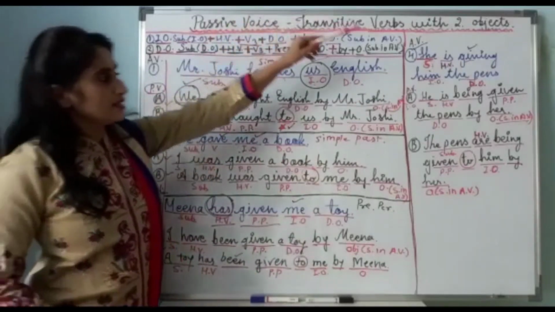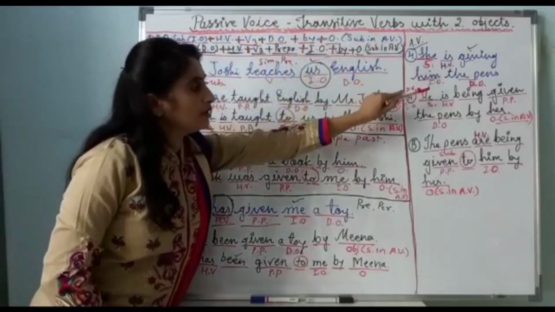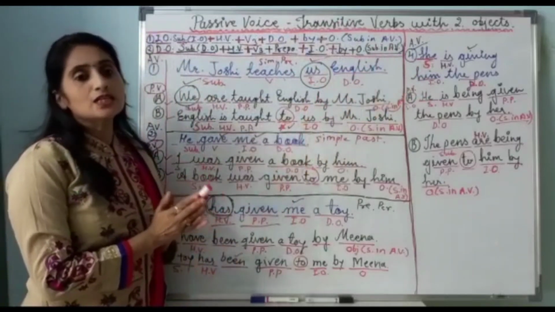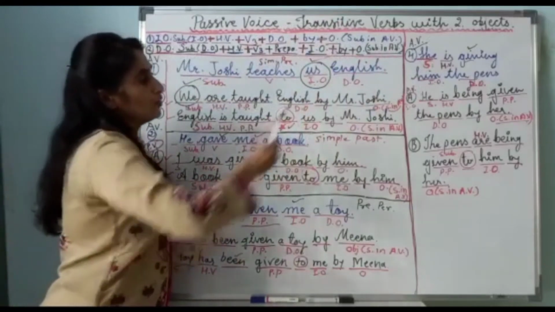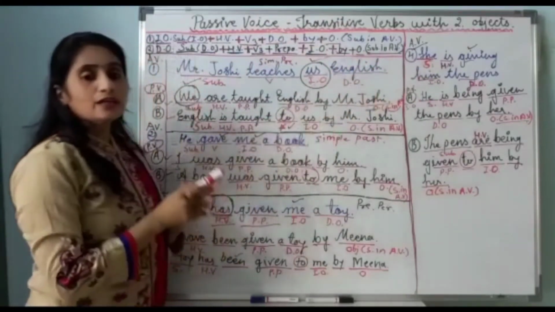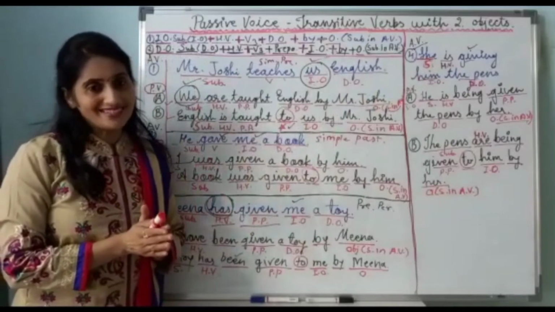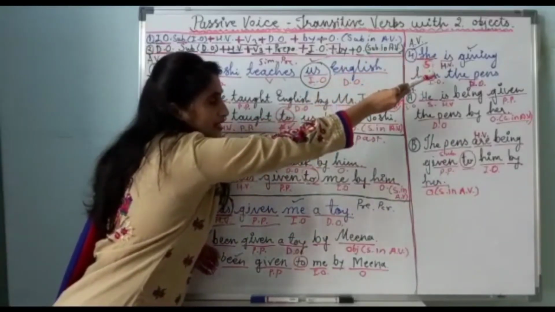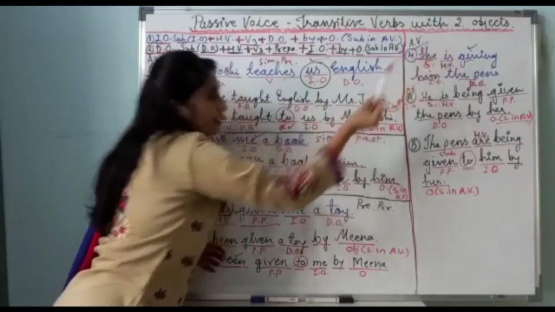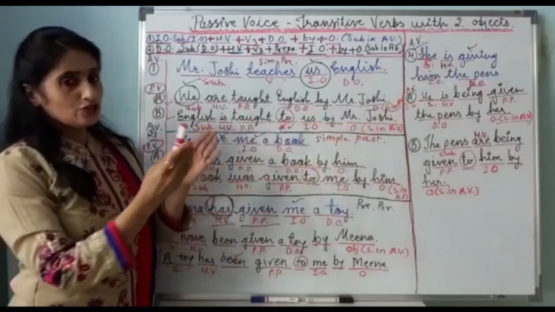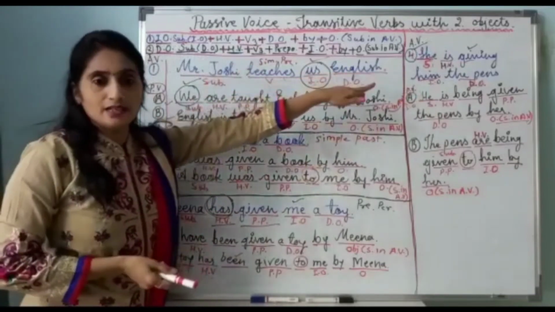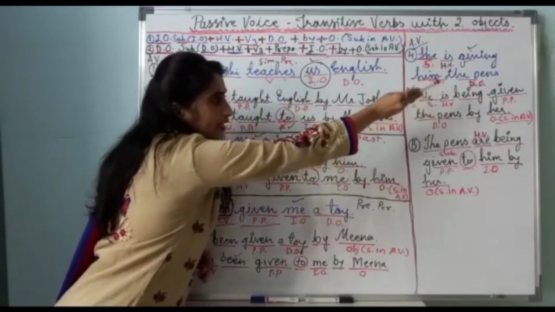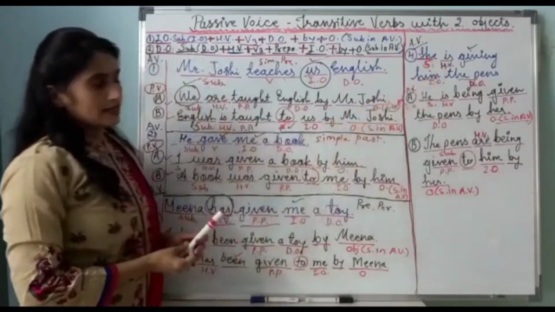The next sentence is, she is giving him the pens. This sentence is in present continuous tense. Because of is giving, you can understand the tense of the sentence. She is the subject, is is the helping verb. Then giving is the verb that shows you the sentence is in continuous tense. Then him is the indirect object and the pens is the direct object.